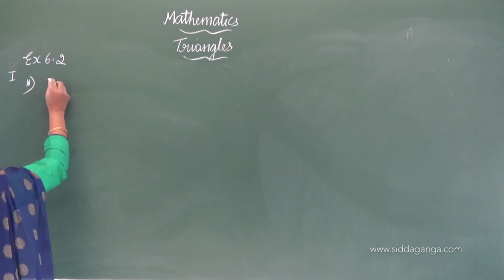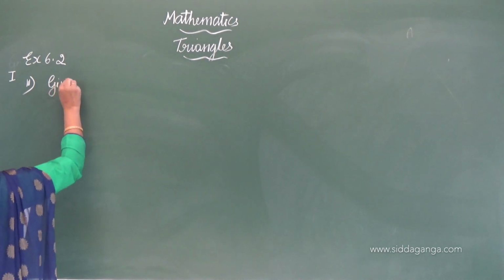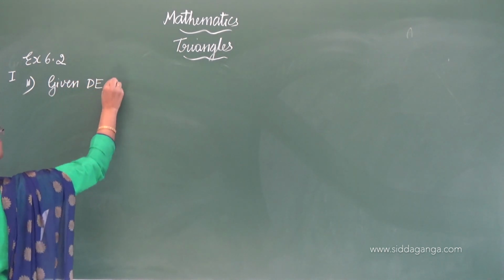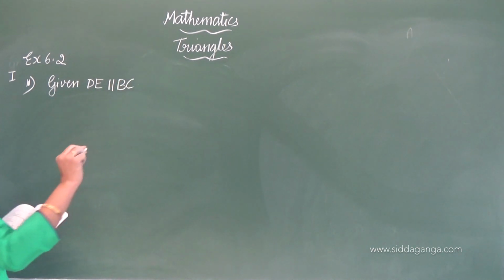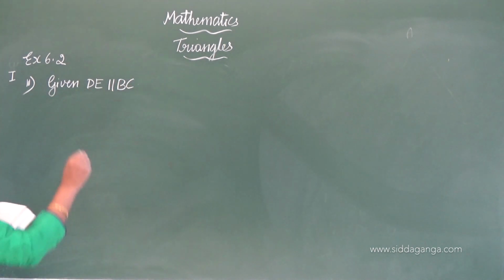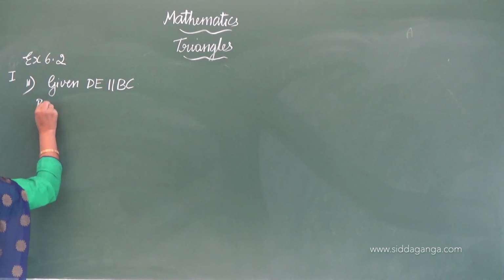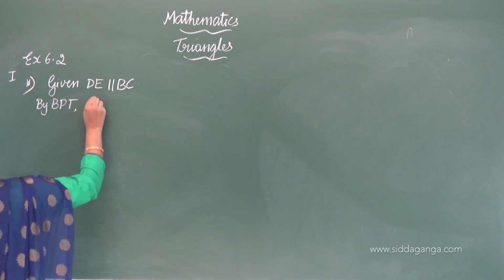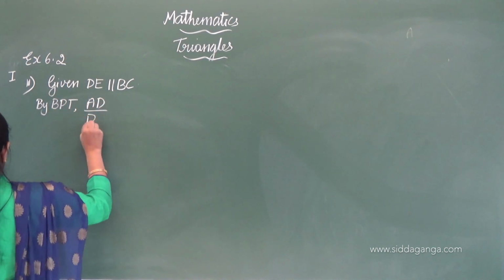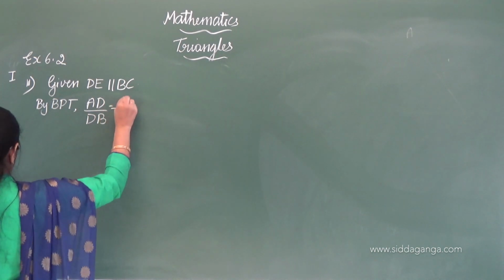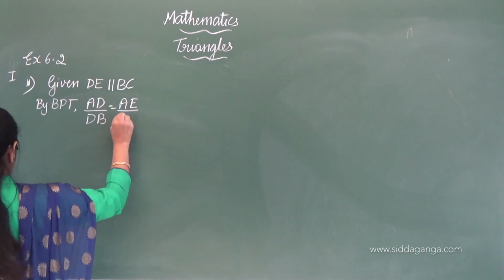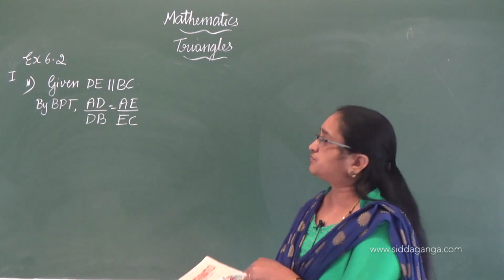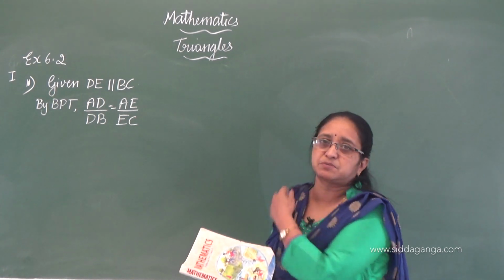See, second one, condition is given. What is given? DE is parallel to BC. They have given the condition. So since DE is parallel to BC, by BPT, you have to write this. By BPT, we have AD by DB is equal to AE by EC. I hope you understood why I have written this. This is the result of the theorem, that is BPT, basic proportionality theorem.